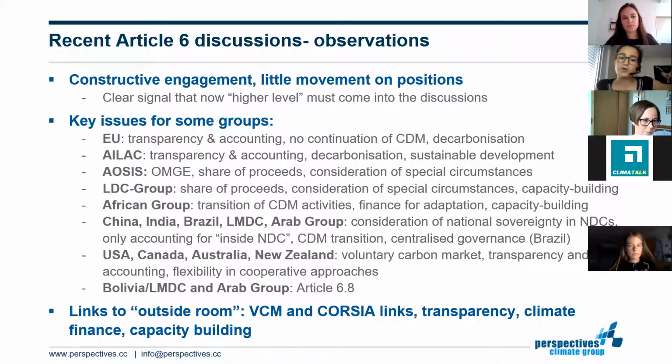Then we have the so-called umbrella group with the US, Canada, Australia, and New Zealand. They also have quite a strong focus on transparency and accounting. They have a very strong focus also on the voluntary carbon market. So how does the private sector come in? And how does this link to offsetting possibilities for the private sector and or airlines under other schemes? So they have a very strong interest in that.